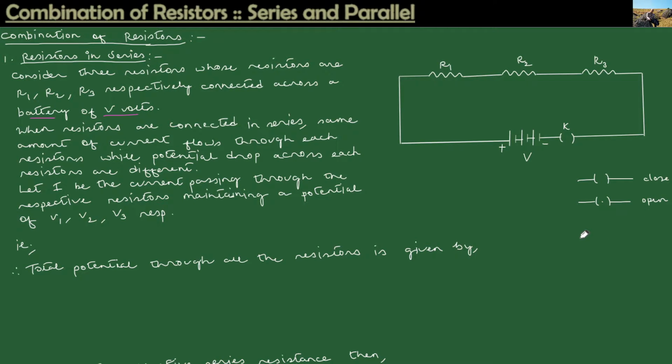Another symbolic representation of a key, no, this is quite wrong. This will be the symbolic representation of the key in an open circuit. This will be the symbolic representation of the key in a closed circuit. So another representation: this will be the symbolic representation of a key in an open circuit, and this will be the symbolic representation of the key in a closed circuit. So these are some of the important symbols related to a key.